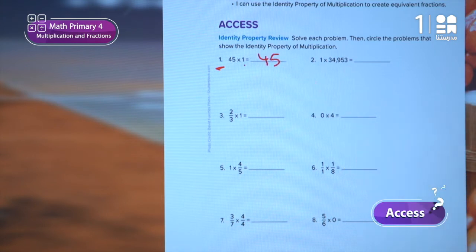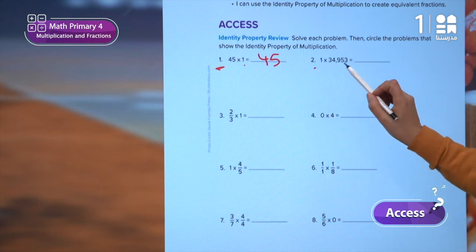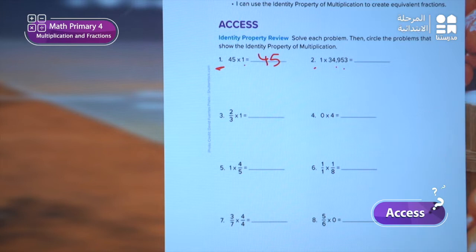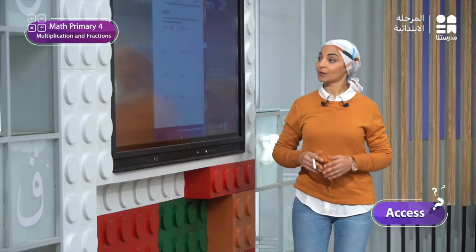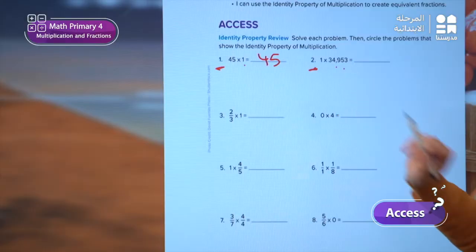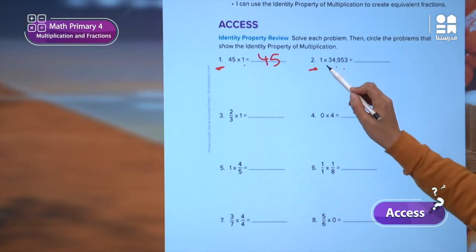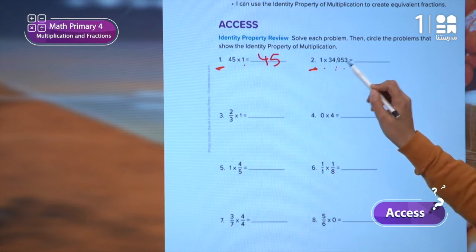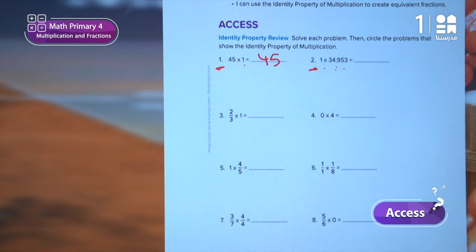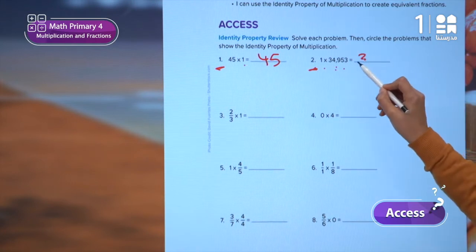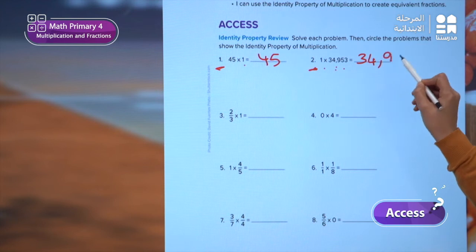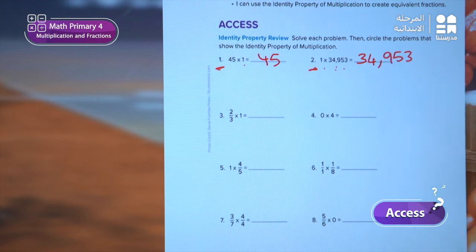Okay, now let's move to problem number 2. He's asking me 1 times 34,953 equals what? Any number times 1 gives me the same number, right? So the answer is 34,953.